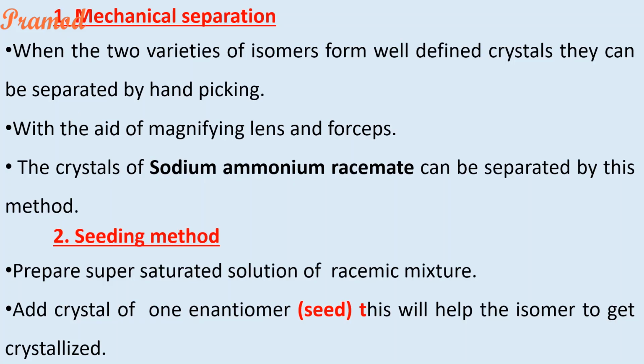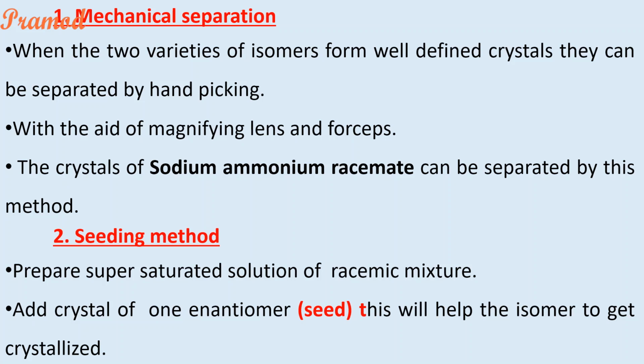So what is this mechanical method? You use tweezers. Initially they used to observe the different isomers because they have different structures. According to those crystal structures, they try to separate them. The difference in the crystal structure will be observed and the crystals are handpicked using a magnifying lens or microscope. An example is crystals of racemic ammonium citrate, which can be separated using this method.